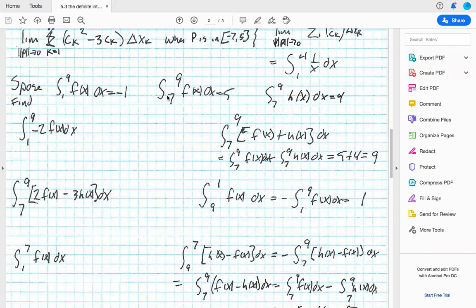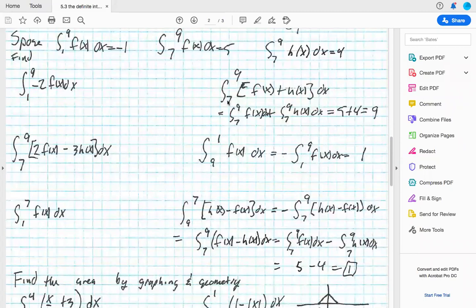The integral from 7 to 9 of f of x dx equals 5, and the integral from 7 to 9 of h of x dx equals 4. So this is just talking about the area underneath these curves. So if we have the integral from 7 to 9 of f plus h, the sum of these two functions dx, well, we can take the area of the individual functions f and h individually. We see that this area is 5, this area is 4, 5 plus 4 is in fact 9.